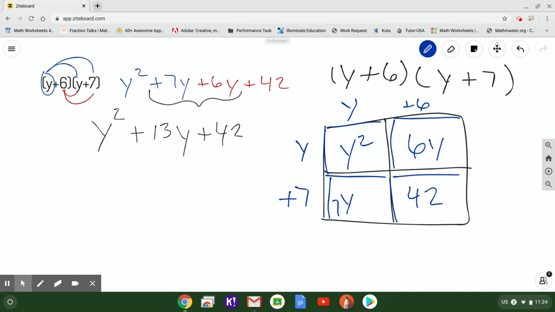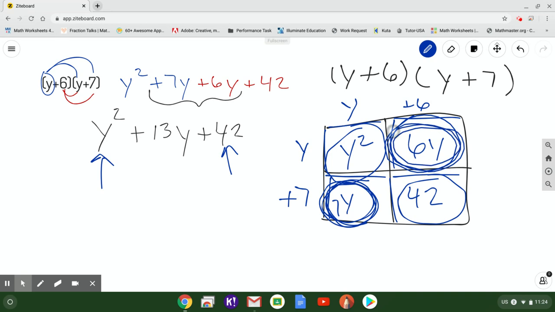And you get the same numbers. You get y squared. You have 42, which is right there. And then the 13 comes from combining the 6y and the 7y and adding them together because they're like terms. So that's where that comes from. So whatever way you want to do it, go for it. So there's number 4. So I just did the first problem for you.